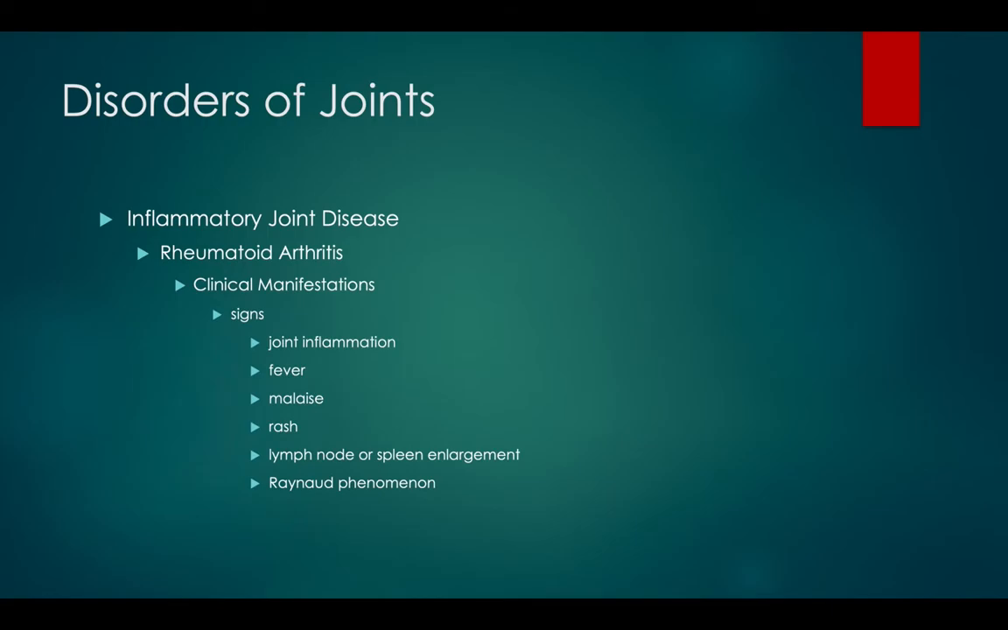Signs include joint inflammation, fever, malaise, rash, lymph node or spleen enlargement, and Raynaud's phenomenon. So this is illustrating how with rheumatoid arthritis, it's more of an immune response. So that's the reason why you get fever, you get rashes, lymph node involvement. Whereas with osteoarthritis, you get none of these symptoms. The edema and swelling that you get is strictly limited to the joint that's affected.